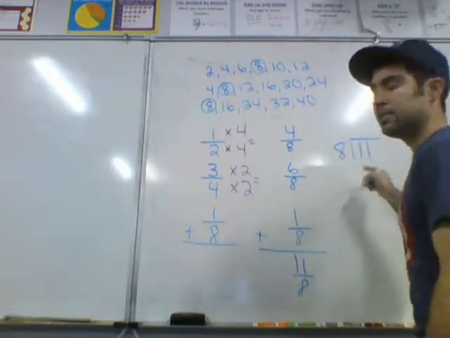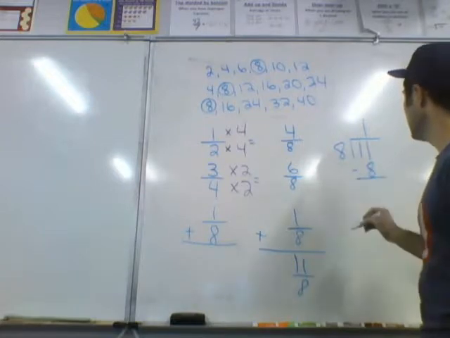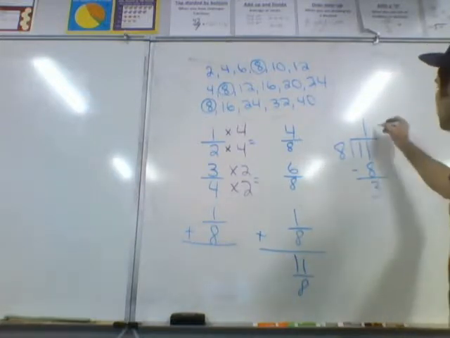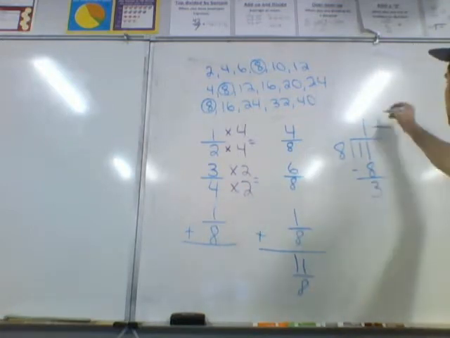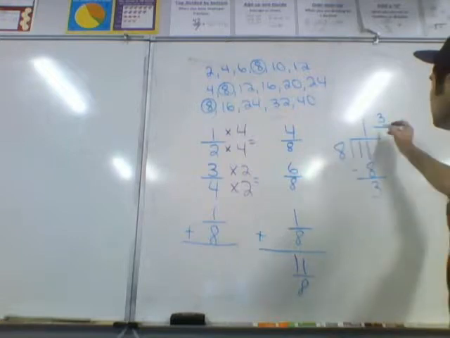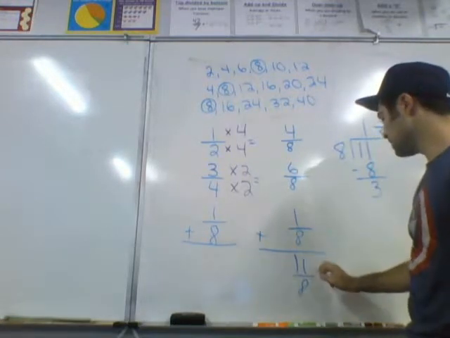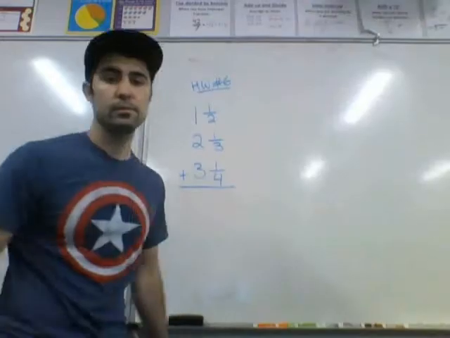8 will go into 11 one time. 1 times 8 is 8. Subtract. 11 minus 8 is 3. And we're going to do it in the fraction form, since we're doing fractions. And your remainder goes on top. Your divisor goes on bottom. And you're going to have 1 and 3/8. So 11/8 is going to be equal to 1 and 3/8.